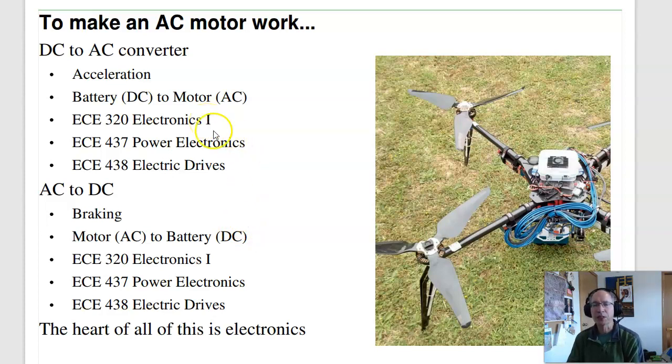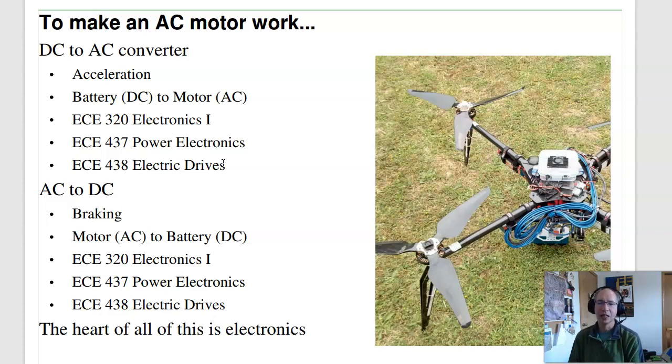320 Electronics 1, 437 power electronics, and 438 electric drives. Basically, electronics is the heart of motors. And anybody using motors in the future is going to be using electric motors just because they're so much smaller, more efficient, more reliable.